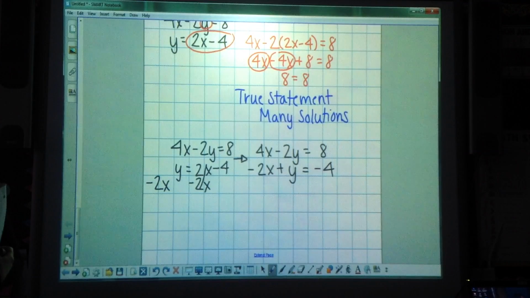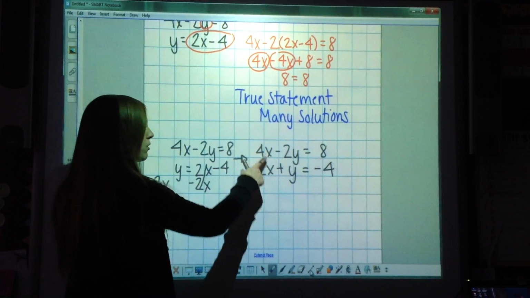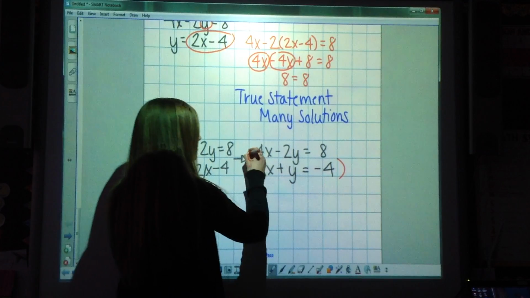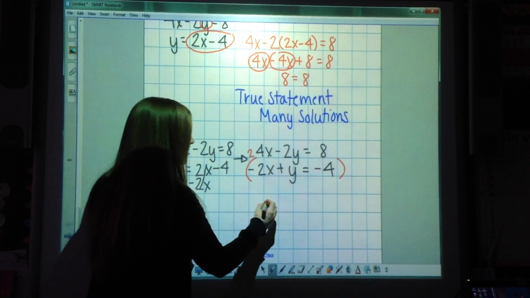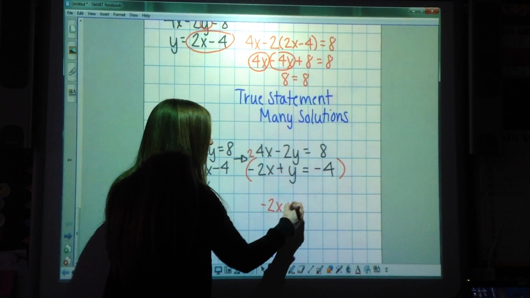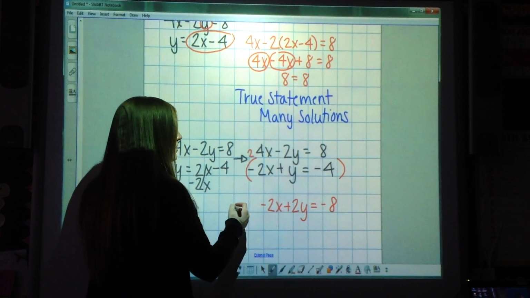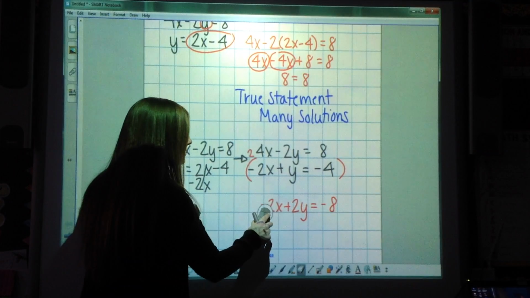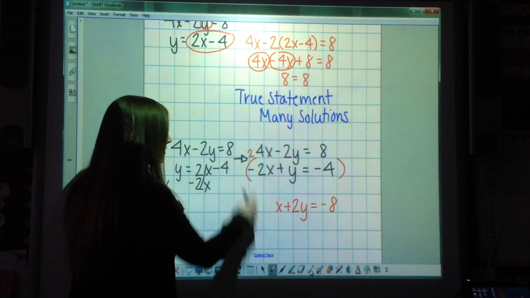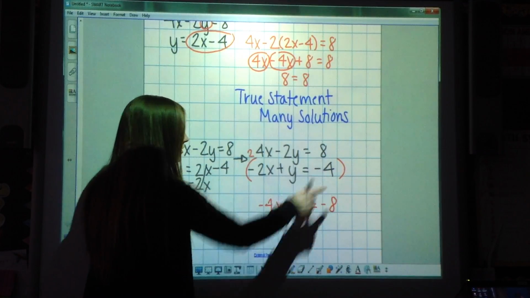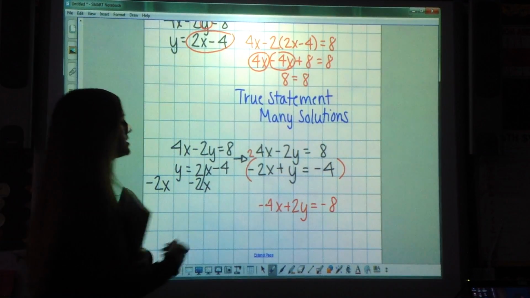Step 2 is to make sure you have a pair of opposite coefficients. I'm going to work with the x's again. I need to have 4 and negative 4. So the bottom equation, I'm going to multiply by 2. So I get negative 4x plus 2y equals negative 8. 2 times negative 2 is negative 4. The top equation did not change.